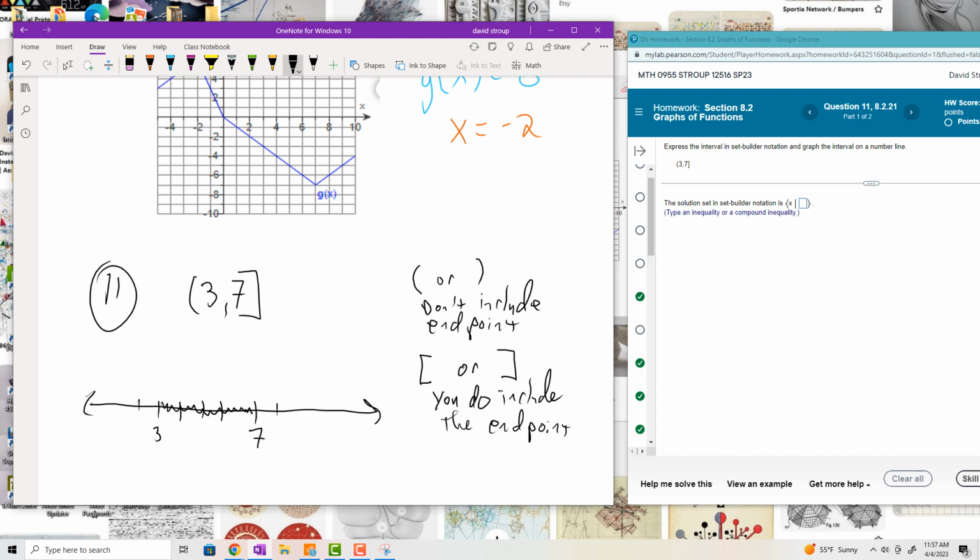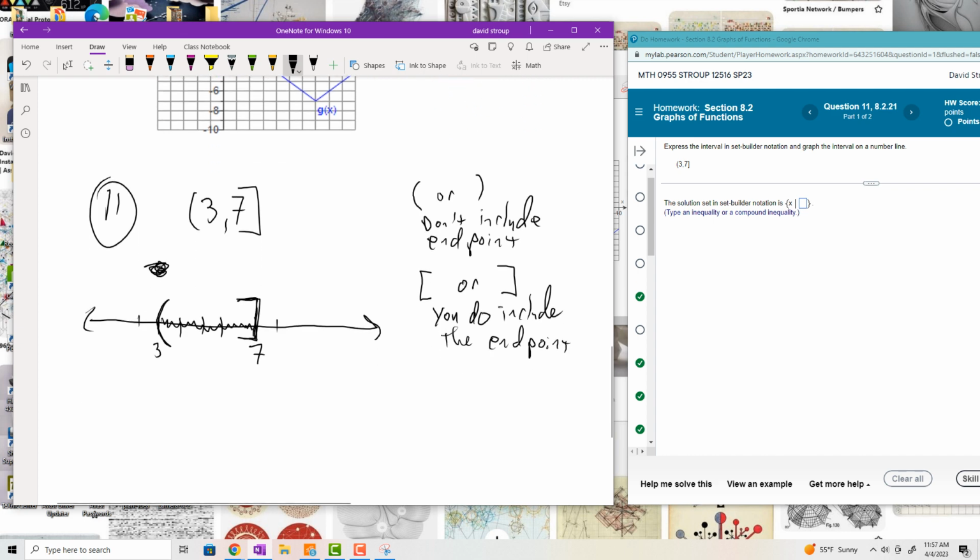But we exclude 3, so to indicate that, we use an open parenthesis. You can use an open dot like this, so some books will have you do it that way. And then on the 7, you include it, so you put a bracket there. Okay, so that's the number line.